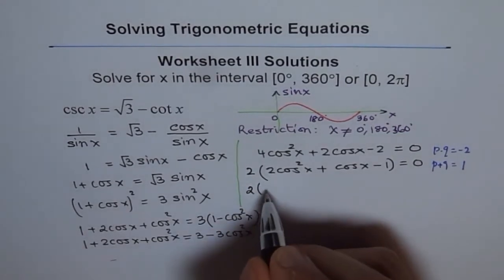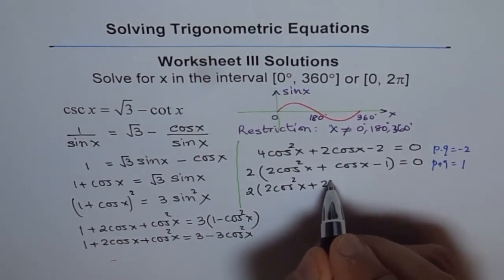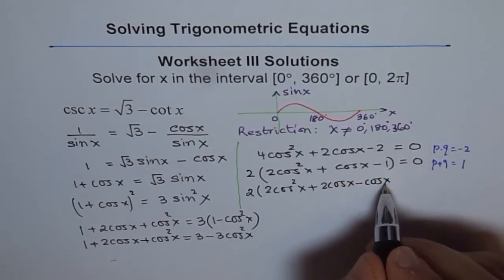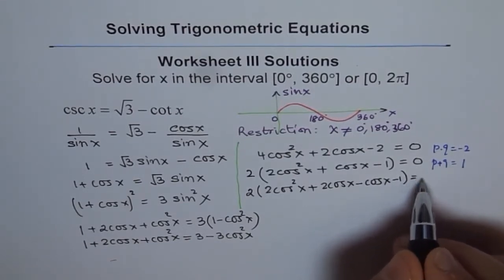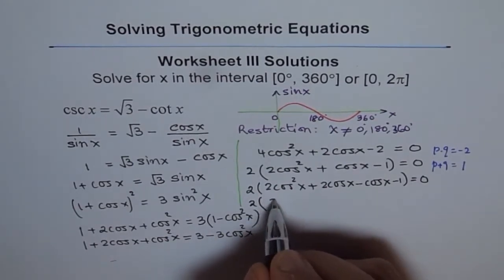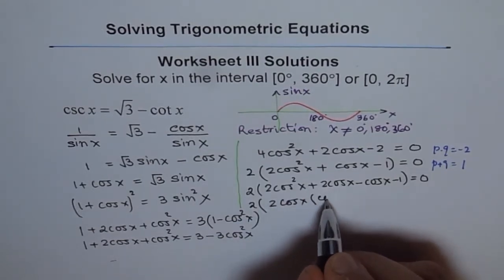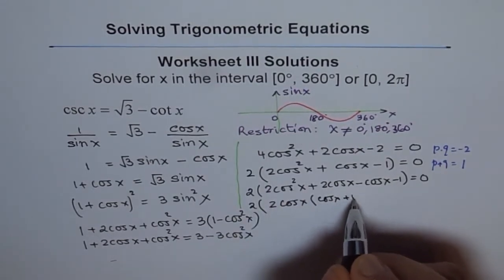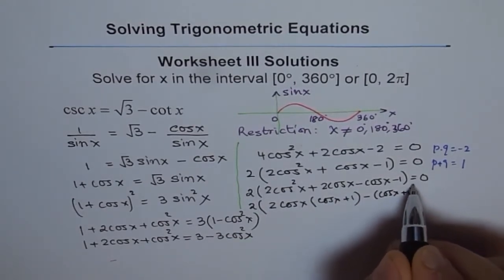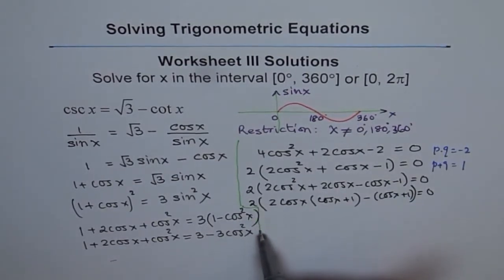So we can write this as 2 cos square x plus 2 cos x minus cos x. So cos x can be written as 2 cos x minus cos x, and here we have 1, equals to 0. Now this can be factored. You can take 2 common here. So we get 2 cos x, and you're left with cos x plus 1 here, and then you take minus common and you get cos x plus 1 there also, correct? Bracket close. So now we have the factored form.